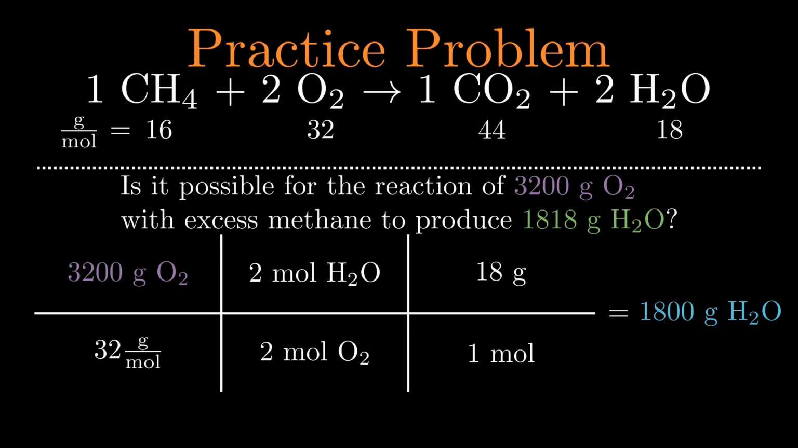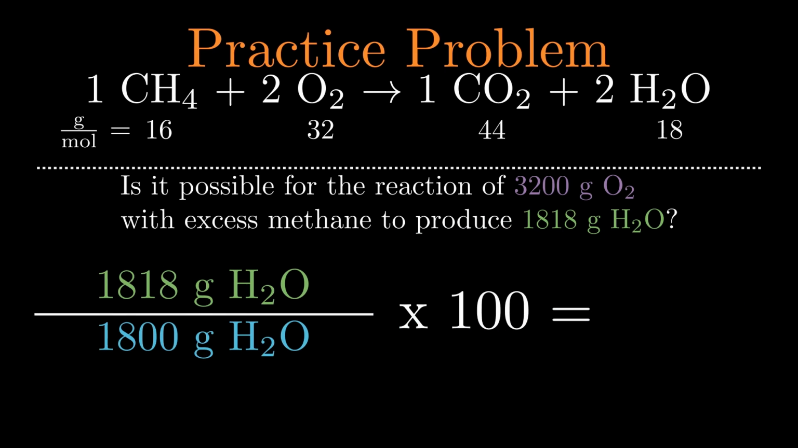You might already know the answer to whether it is reasonable, but let's do the calculation anyway. The 1,800 grams is the theoretical amount of water that can be produced, and the 1,818 grams is the actual amount. When the percent is calculated, it comes to 101%, which is not possible.